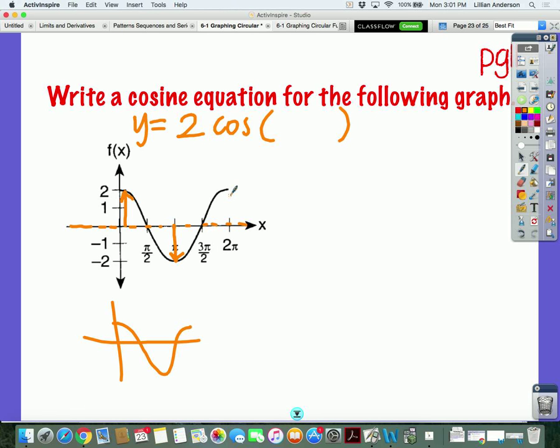Now, to find your B, B does deal with your period. The period is the length it takes to complete one full cycle. If I start here, how far do I go before I start to repeat myself? So the period is 2 pi. Again, the length of time it takes to complete one full cycle. So if my period is 2 pi, what's the value of B? 1. So 1x.